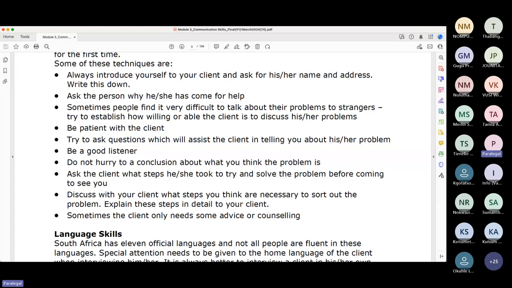Be patient with the client and be willing to listen to them when they speak. Try to ask questions which will assist the client in telling you about their problems, and be a good listener.